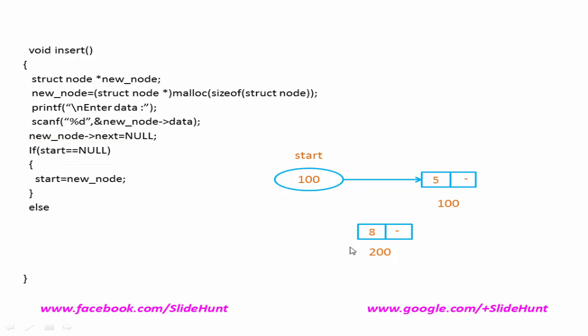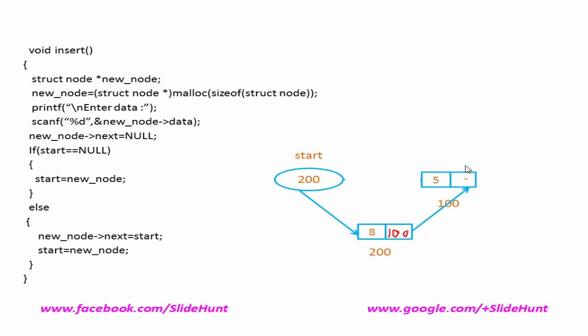To insert this node at the beginning of the list, here we give the address of this node, and the address of this node is stored to the variable start. So we can write it as new node of next equal to start. So now the address of this node contains 100. Next we copy the address of new node to the variable start, and we can write it as start equal to new node. So now start variable contains 200, and remove this link. And this is the modified linked list after inserting a node at the beginning of the list.